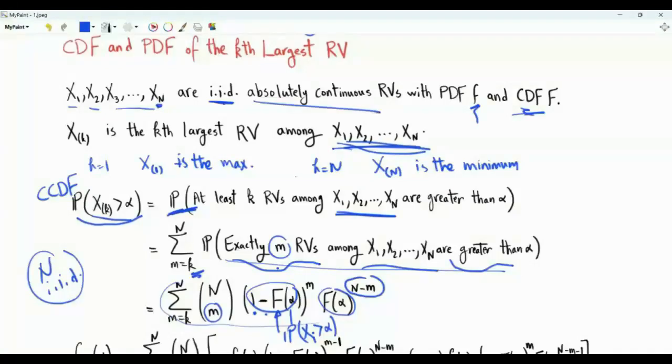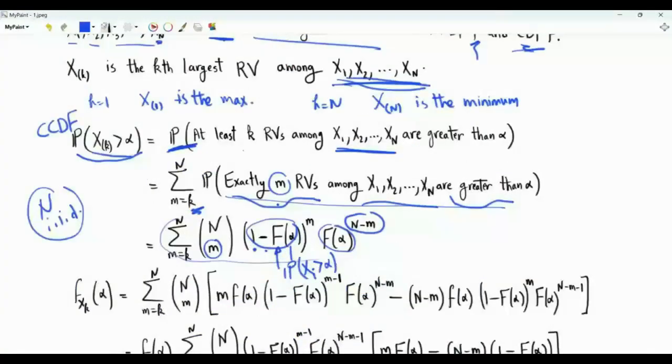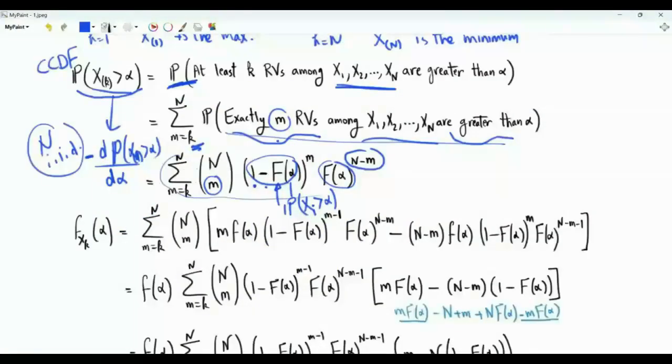If we further assume that our random variables are absolutely continuous and they have the PDF small f, we can now obtain the PDF by differentiating the complementary CDF and multiplying by -1. So our next step is to assume that the random variables are continuous. We compute minus the first derivative of this probability with respect to alpha. We are differentiating a finite sum, and so we can just differentiate term by term.